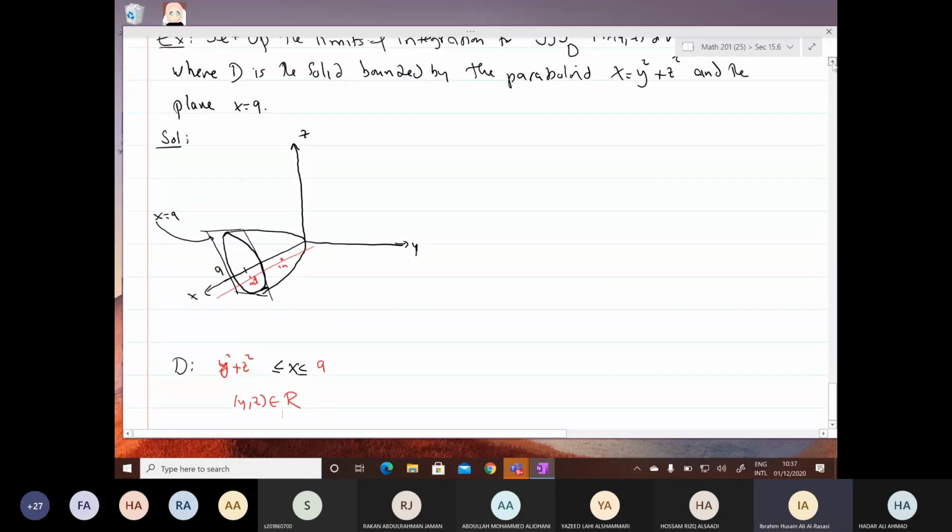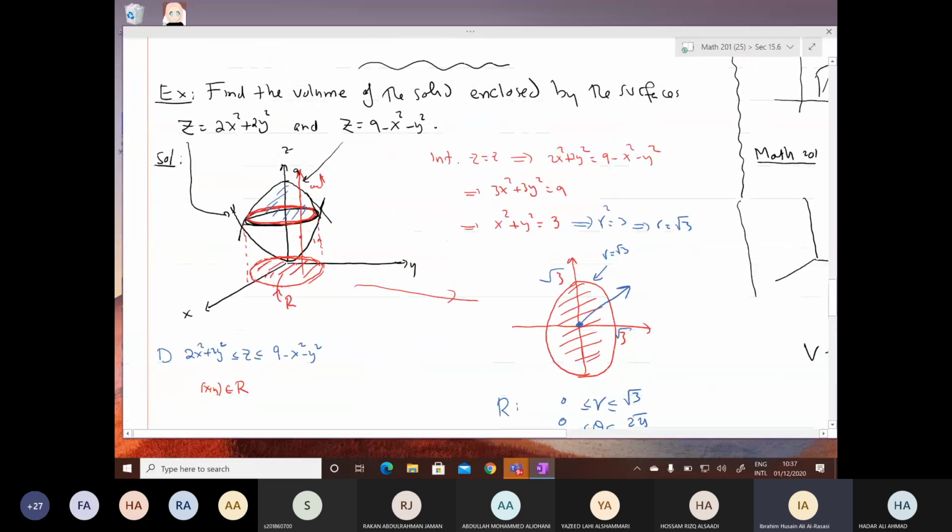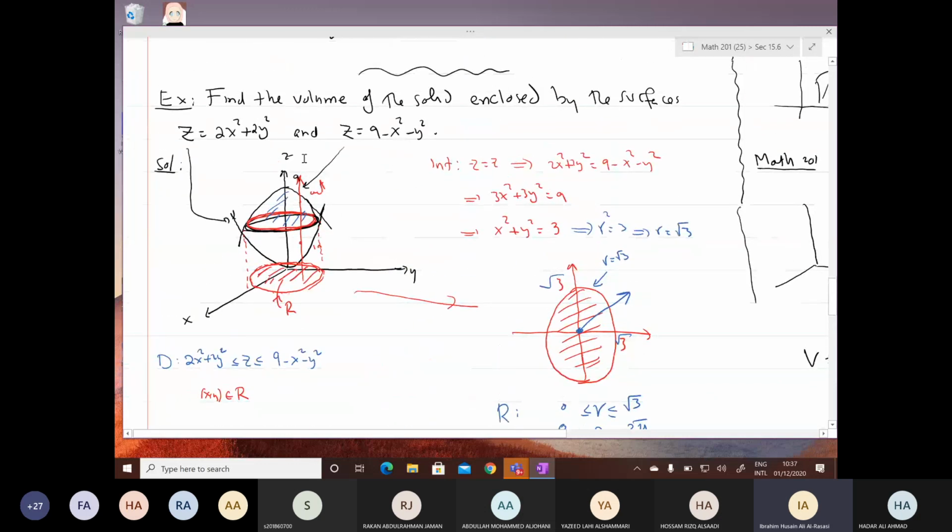Point of intersection. You find the intersection, exactly as we did above. How to find the projection? Just find the intersection.